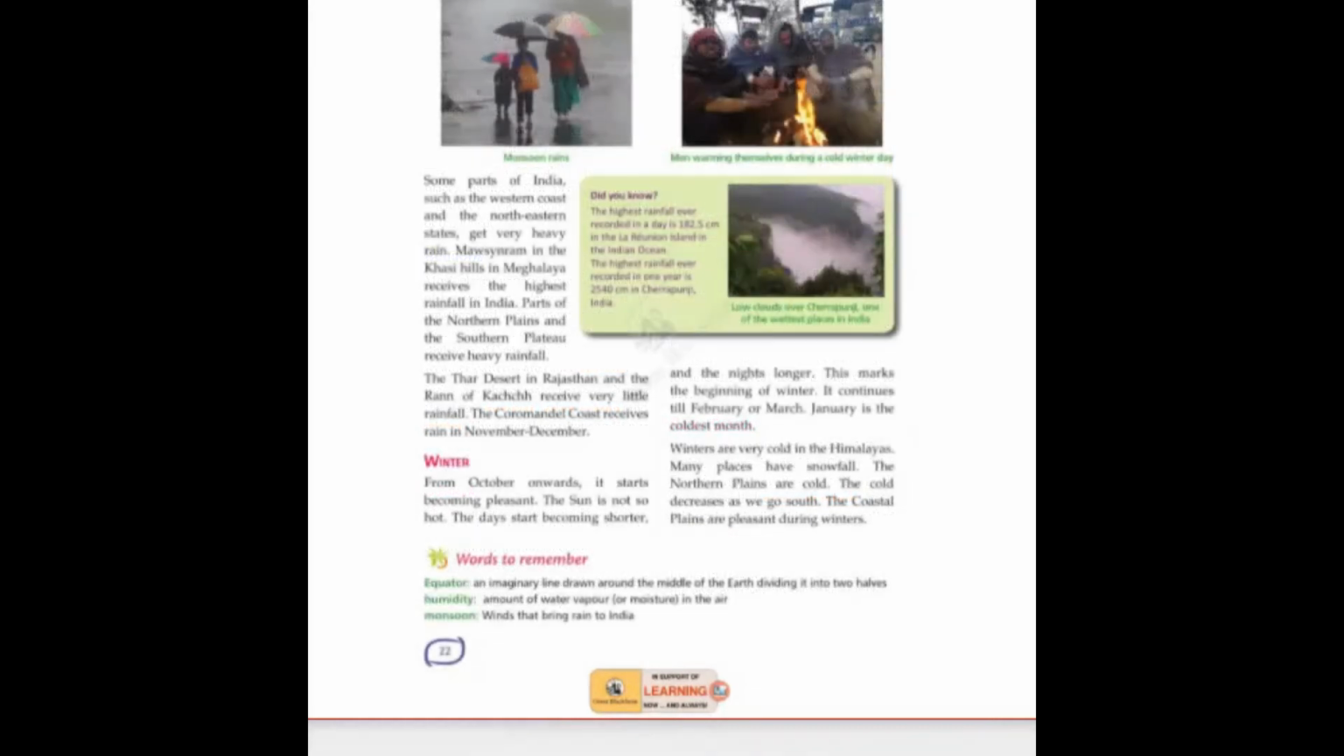Some parts of India, such as the western coast and northeastern states, get very heavy rain.